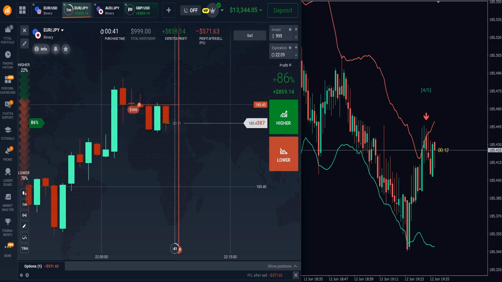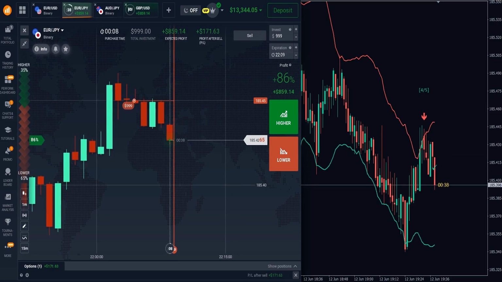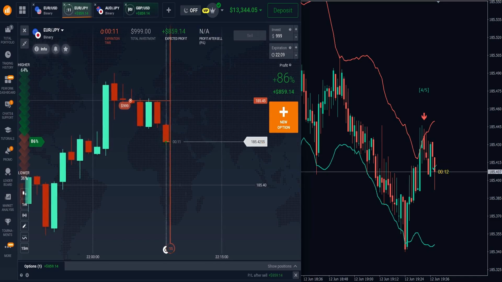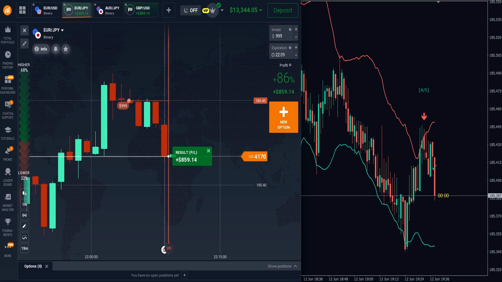This is the part where discipline really matters. A lot of traders panic and close early the moment they see red, but if the signal logic was sound at entry, the best approach is simply to let the trade run its full course to expiration. And there we go. Trade closed, landing in profit.